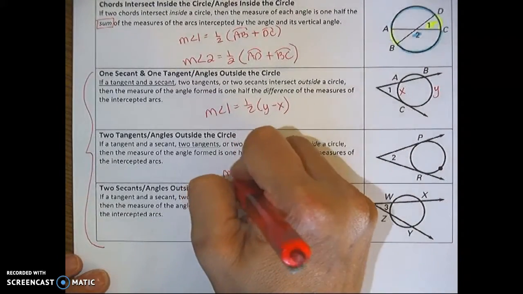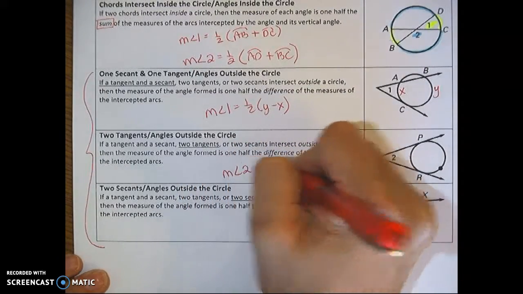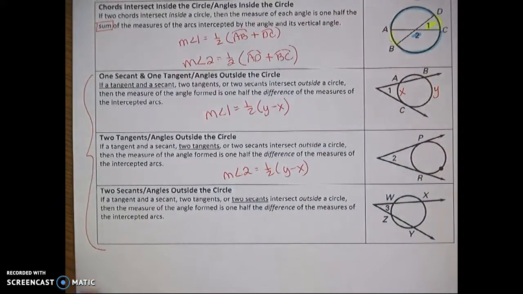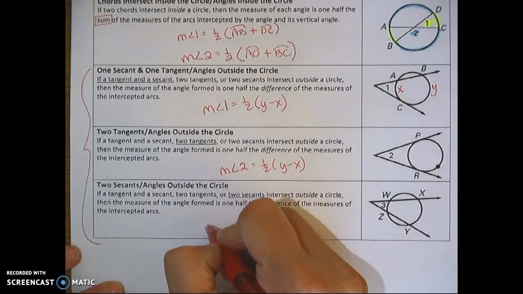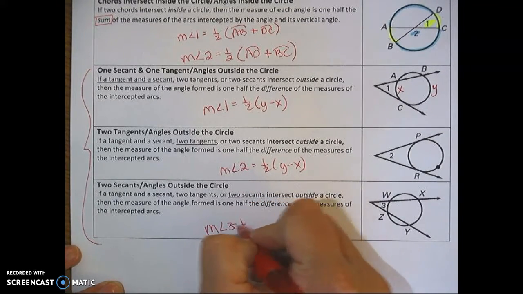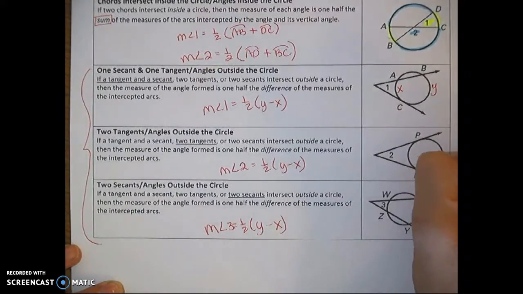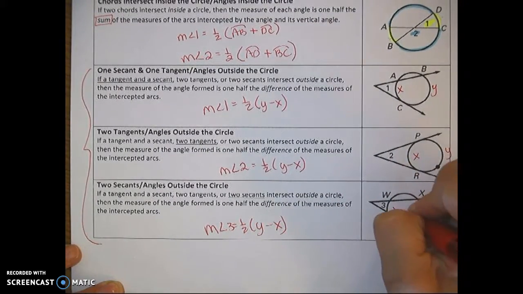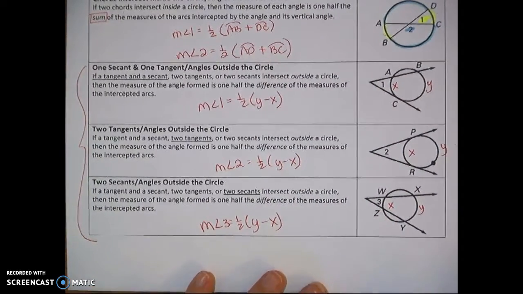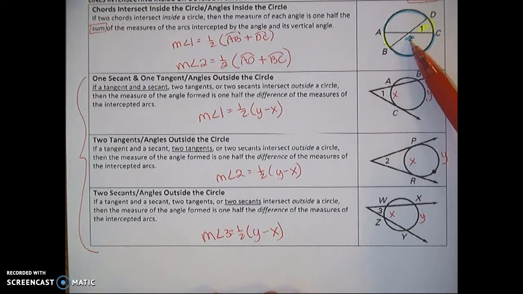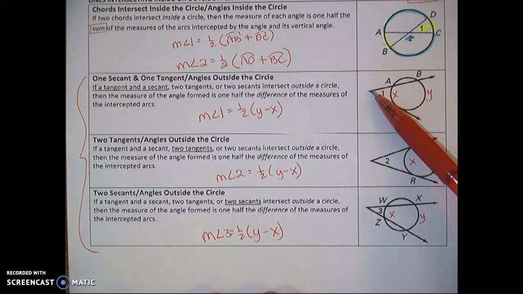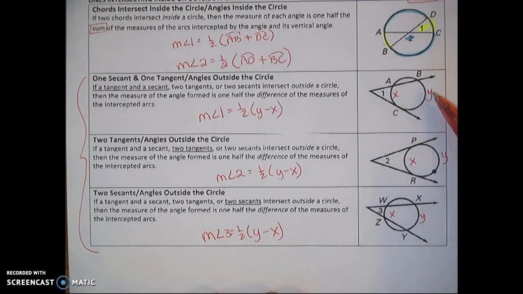The measurement of angle 2 with two secants is 1/2 Y minus X. You subtract the arcs and take 1/2 of it. The measurement of angle 3, that external angle, is 1/2 Y minus X, if those two arcs are labeled as Y and X. So for all of these, notice that with your angle inside the circle, you're adding them together and taking half. When the angle is outside the circle, you are subtracting them and taking half. So 1/2 Y minus X.